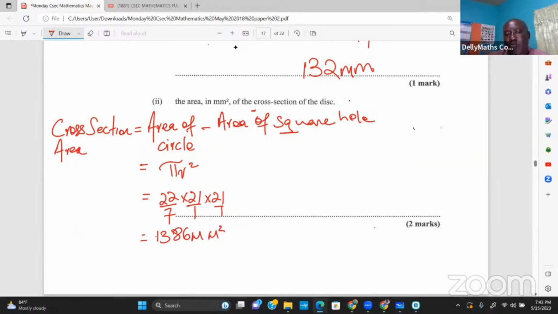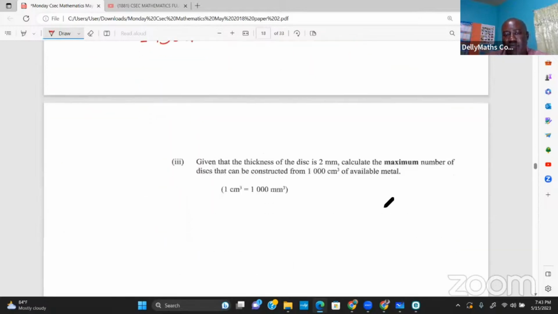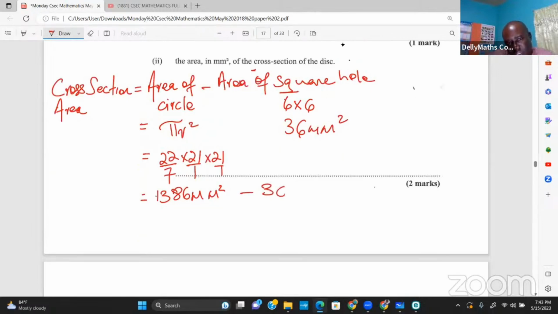Area of the square. One side is 6, so it's going to be 6 times 6. If one side is 6, that means this is 6. So the area of the square is 36. Very straightforward, very simple. So this gives us 36 mm squared. Now what we need to do is subtract them for the cross-section area. We minus that 36, and I'm looking at 1,350. So that is the area of the cross-section. The disk that you're looking at, the entire flat surface, is that.